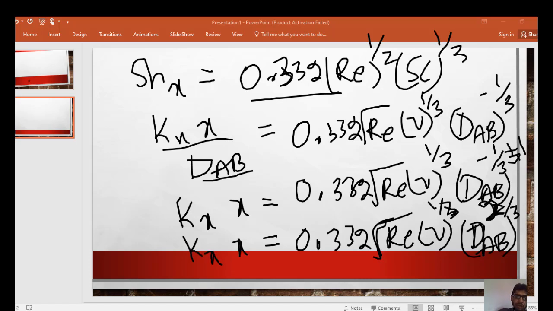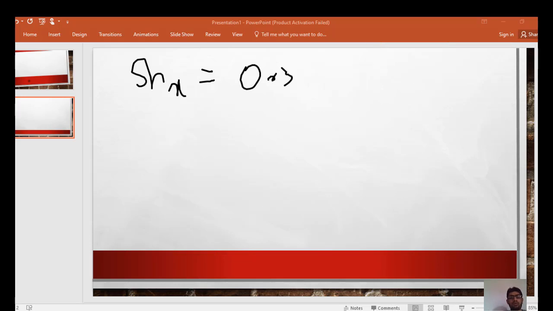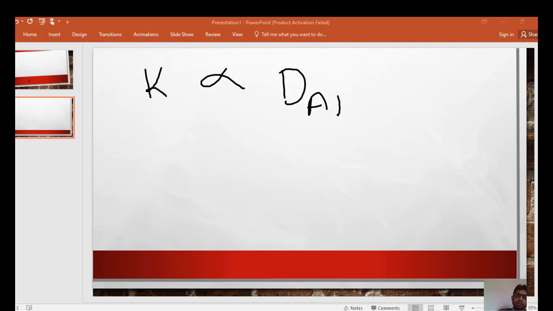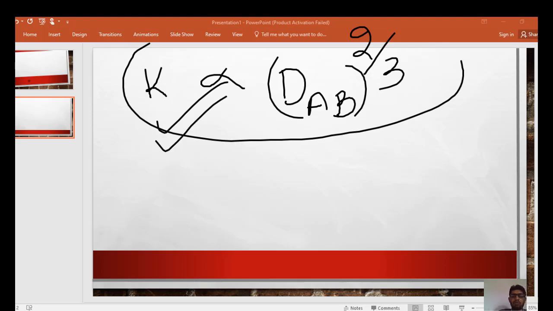So from this equation, suppose equation number 3, k is directly proportional to the diffusivity of A and B to the power 2 over 3. So from the boundary layer theory, similarly, this relation can also be obtained from equation 2. From the boundary layer theory, we know that the mass transfer coefficient is directly proportional to the diffusivity of component A into component B to the power 2 over 3, as we obtained from equation number 2.